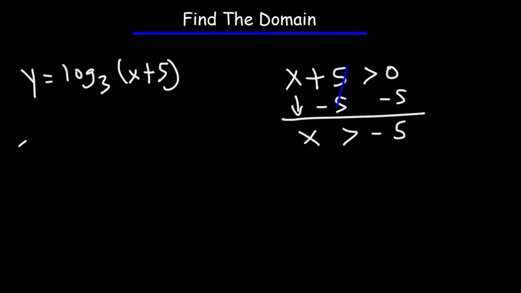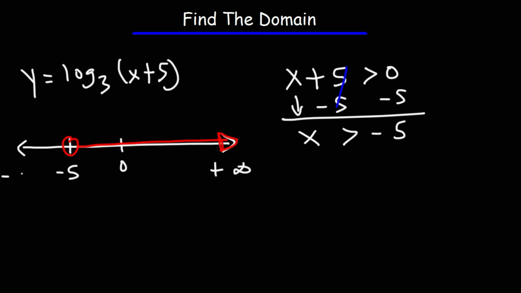And we can show that with a number line. So here's 0, negative 5 is to the left of it. Now x is not equal to negative 5, so we're going to have an open circle, but it's greater than negative 5, so we're going to shade to the right. All the way to the right, we have positive infinity, and on the left, we have negative infinity.